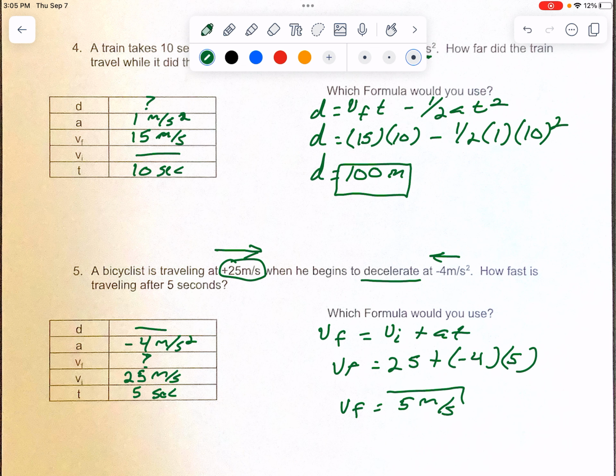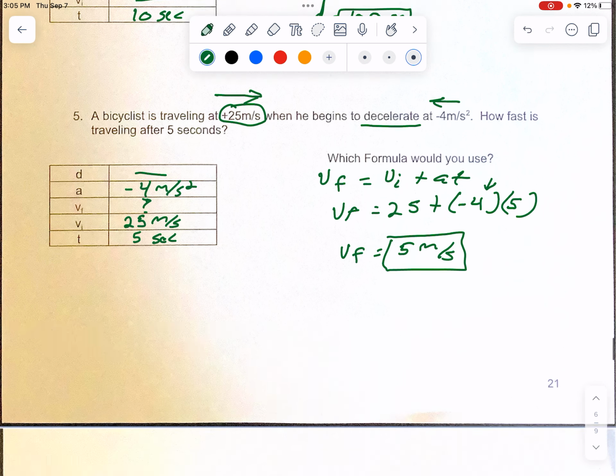So this is what I mean by it is okay to have a negative acceleration, because if you're slowing down, you're starting at a velocity of 25 meters per second. That means your final velocity better be smaller than what you started with. If we didn't have that negative, it would be bigger. So you just got to be careful with that.